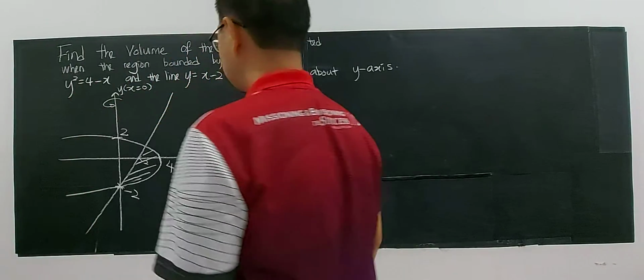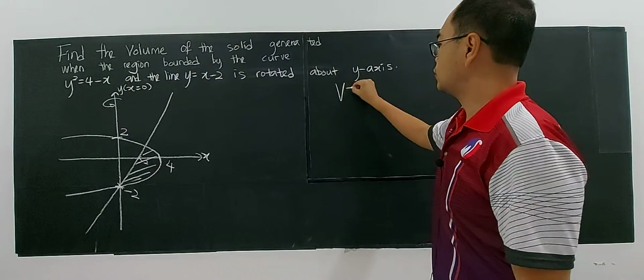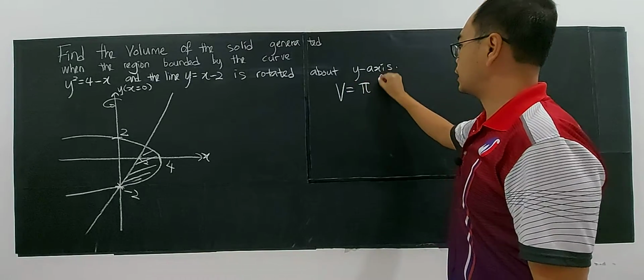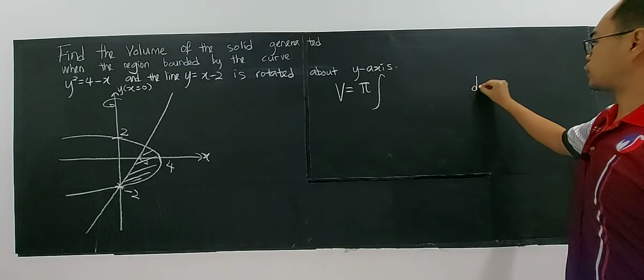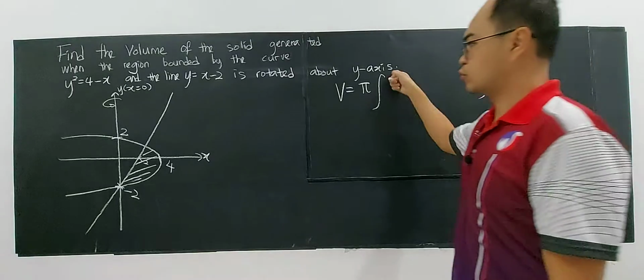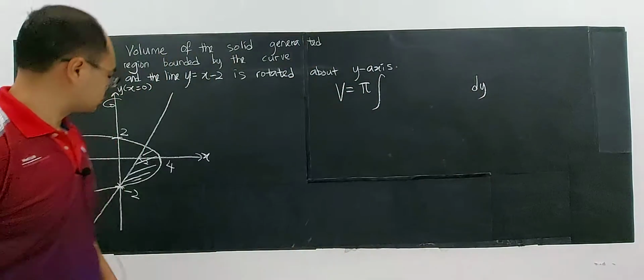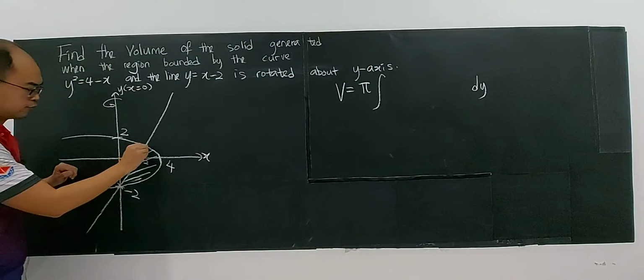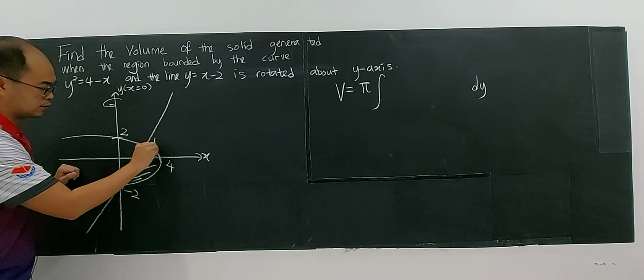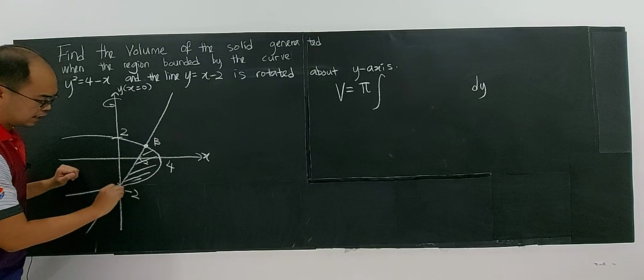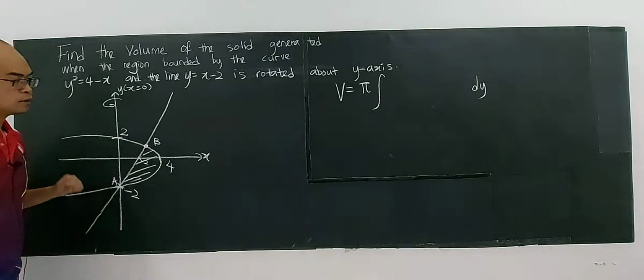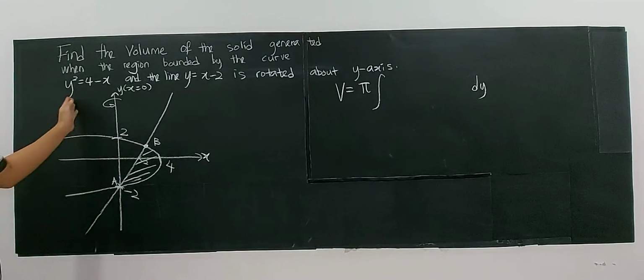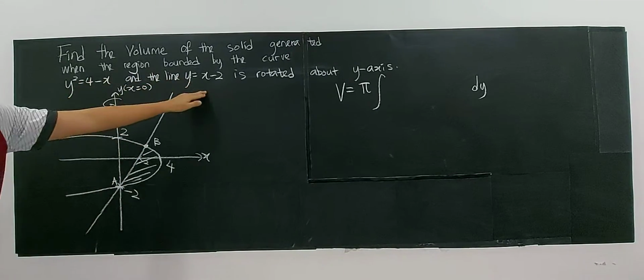So in this case the volume has to be pi integrate with respect to dy, right? So we have to know the limits here. Once you see that it's from negative 2, but we have to find the intersection point. I label this as point A, and this is point B. How to find this point? I have to solve the simultaneous equations between these two.